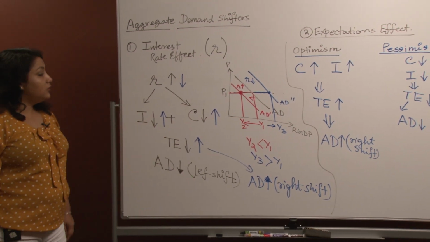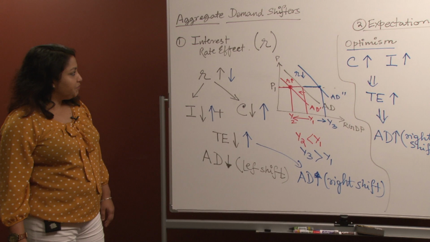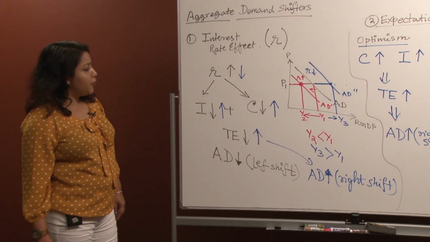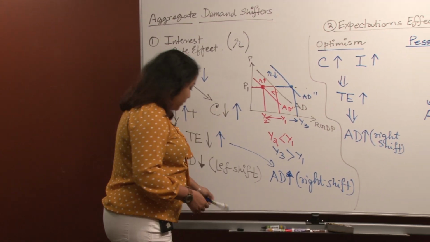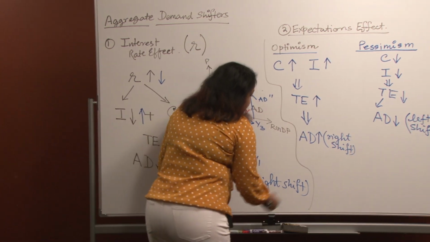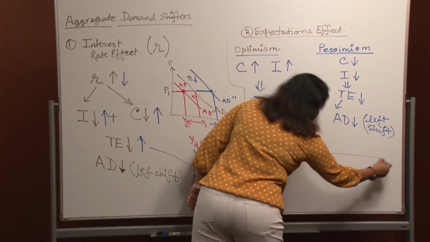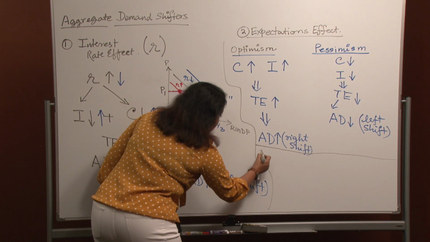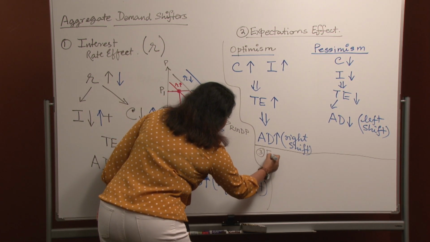Okay. Now, the third and final reason for the shift of the aggregate demand curve that we will discuss is the foreign income effect.